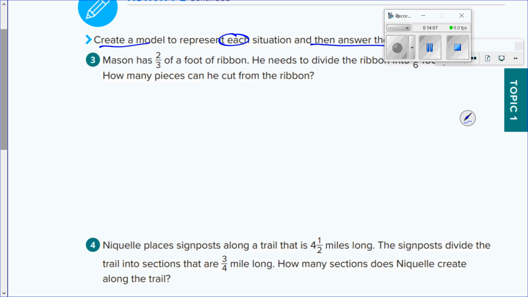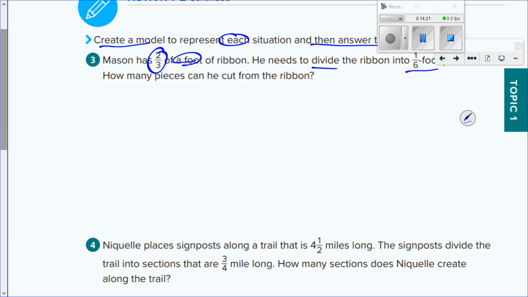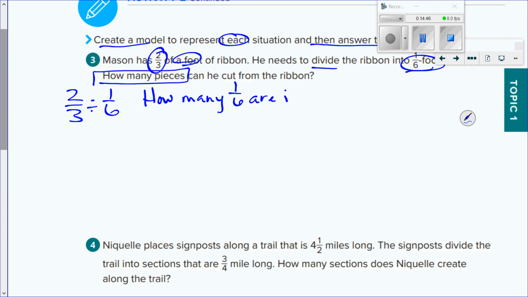So again, this whole thing starts with making sure you understand what's being broken into what. So in this case, Mason has 2/3 of a foot of ribbon. He needs to divide the ribbon into 1/6 foot pieces. How many pieces can he cut? So starting with writing your division problem should set the rest of this up to be successful. So in this case, I have 2/3, and I'm dividing it into 1/6 sections. So the mathematical question is, how many 1/6 are in 2/3?